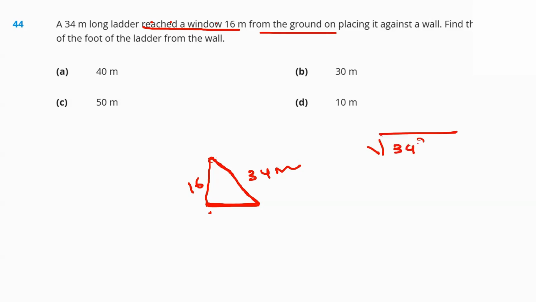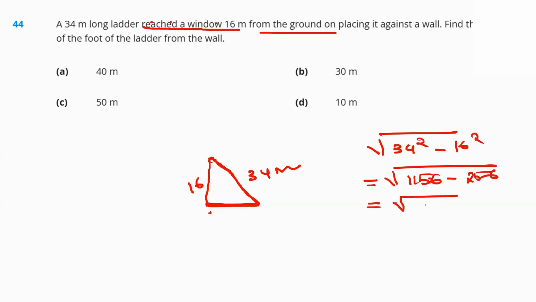Pythagoras theorem: square root under hypotenuse square minus height square. That's square root of 34 square minus 16 square. 34 square is 1156, minus 16 square is 256. If we subtract, we get square root under 900. 900 under root is nothing but the square of 30. So 30 meter is the answer.